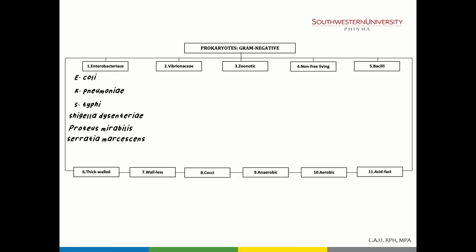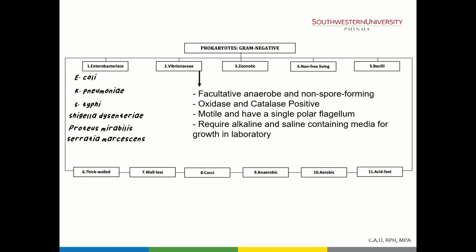Let's now proceed to the next group belonging to Prokaryotes gram-negative, which is Vibrionaceae. Like the previous group, microorganisms from this group also can live without oxygen or with oxygen. Because they are facultative anaerobes, what enzymes do we have for facultative aerobes again? That is the superoxide dismutase and catalase.